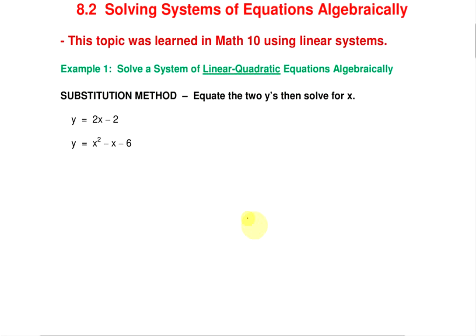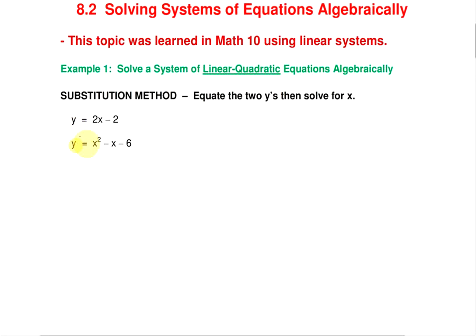And if you recall from last year, there were two methods that you could use to solve algebraically. One was by substitution and the second one was by elimination. So we'll take a look at substitution first. And we have a rather simple one set up for you. If you notice, we have y equals and y equals, so we've already isolated our y's. This makes substitution very simple.